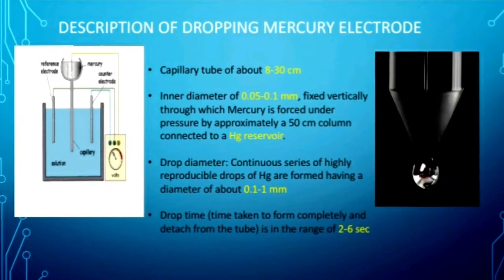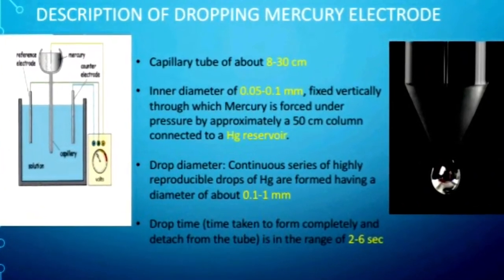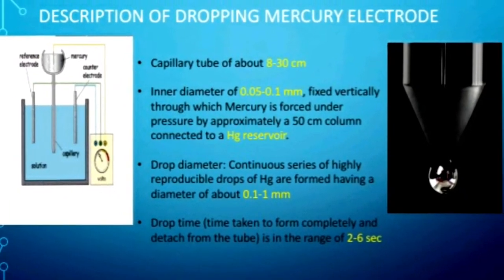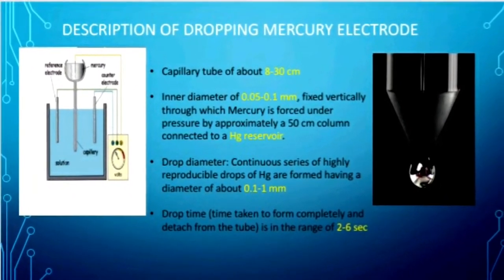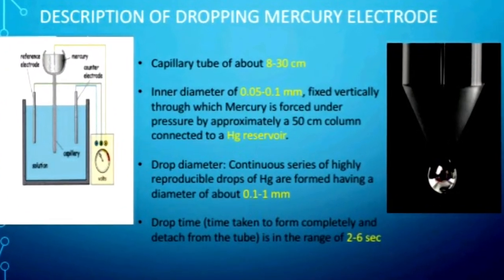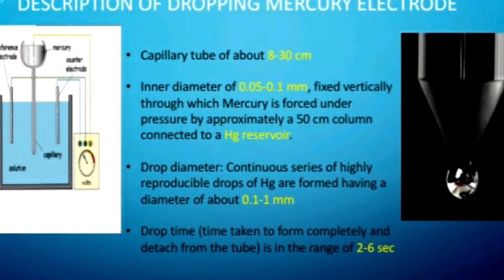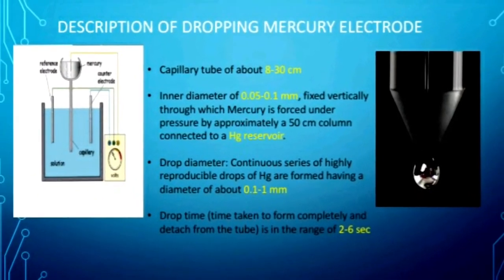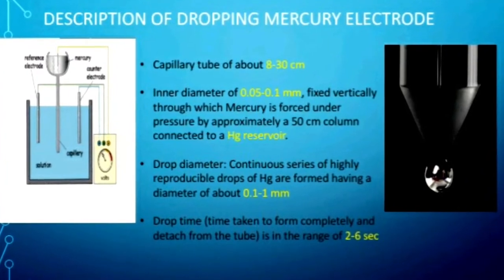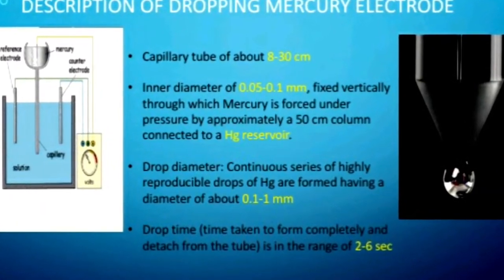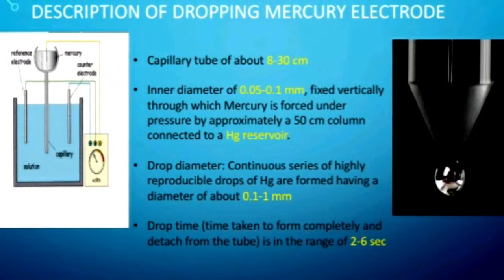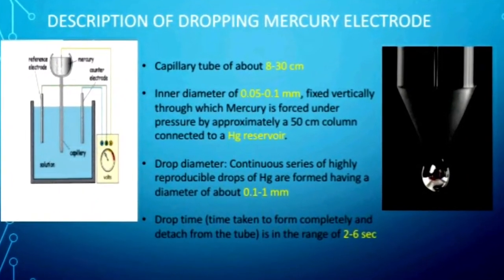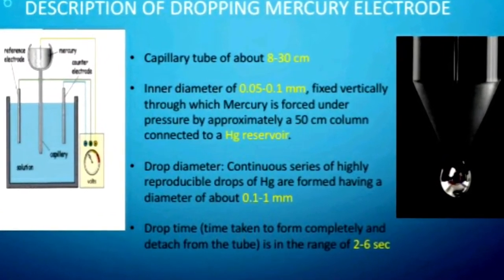So firstly, the length of the capillary tube. The length should be only between the range of 8 to 30 centimeters, not more or less than this. The inner diameter of the capillary tube should be between the range of 0.05 to 0.1 millimeter. This tube is fixed vertically, through which mercury is forced under pressure from the reservoir. The drop diameter should be within the range of 0.1 to 1 millimeter.